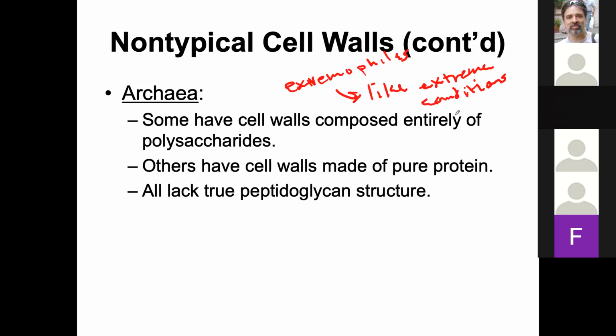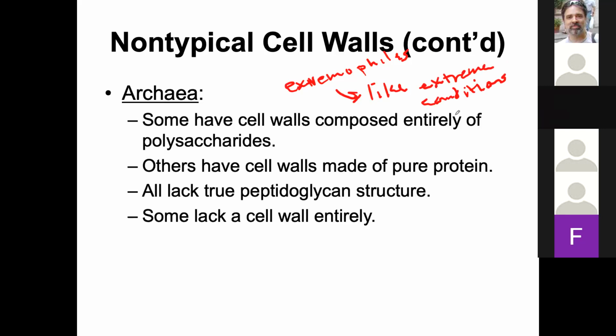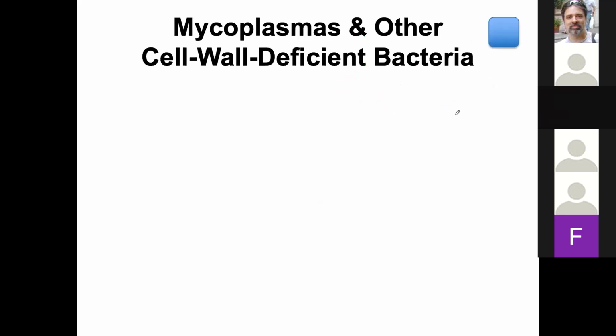peptidoglycan. Peptidoglycan is something unique to bacteria, right? Now, archaea are prokaryotic, but they are not bacteria. Some don't even have a cell wall, right? And these were probably the first cells to show up on the planet, the archaea. And they're still here today, but very few of them cause disease in humans.